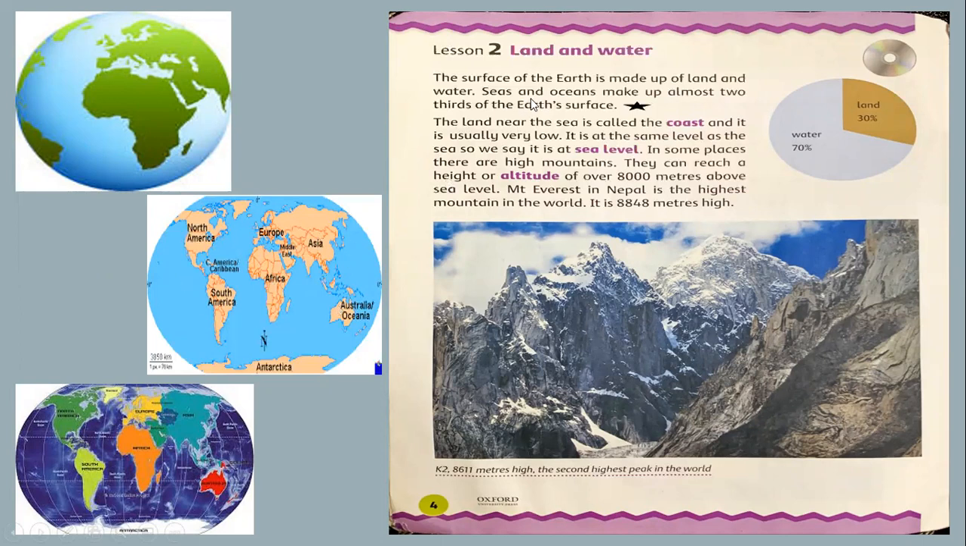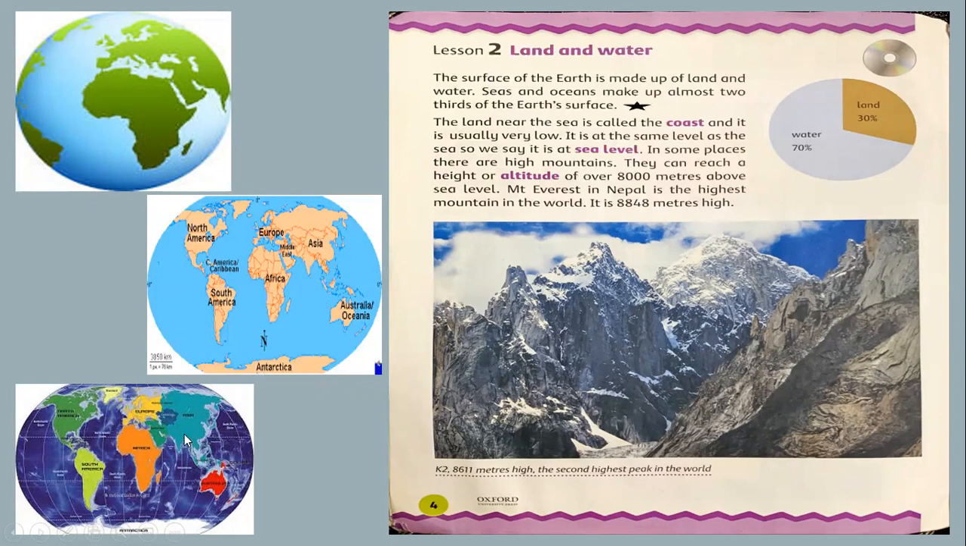Now what they are saying: seas and oceans make up almost 2/3 of the earth's surface. It means water is more than the land area. Here we show you that we have 70% water and 30% land area. In our world, land and water are not divided so that one side is land and the other side is water. No, in different areas we have the land part, and in other parts we have oceans and seas.